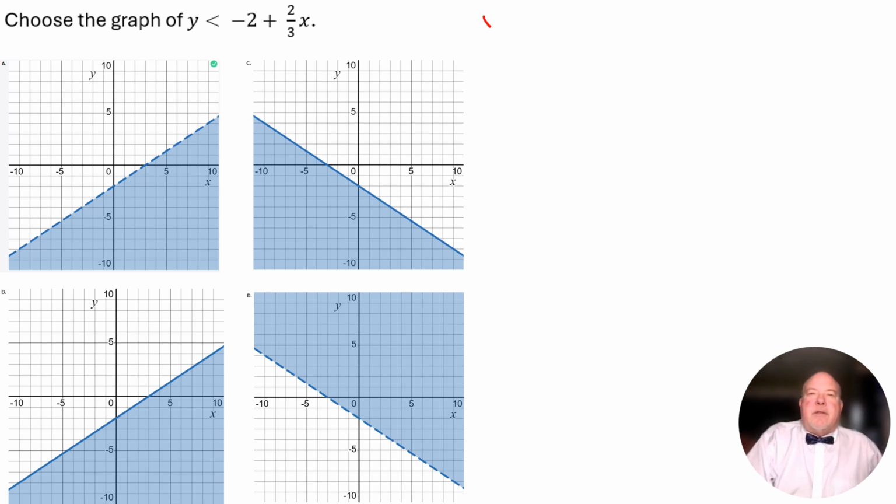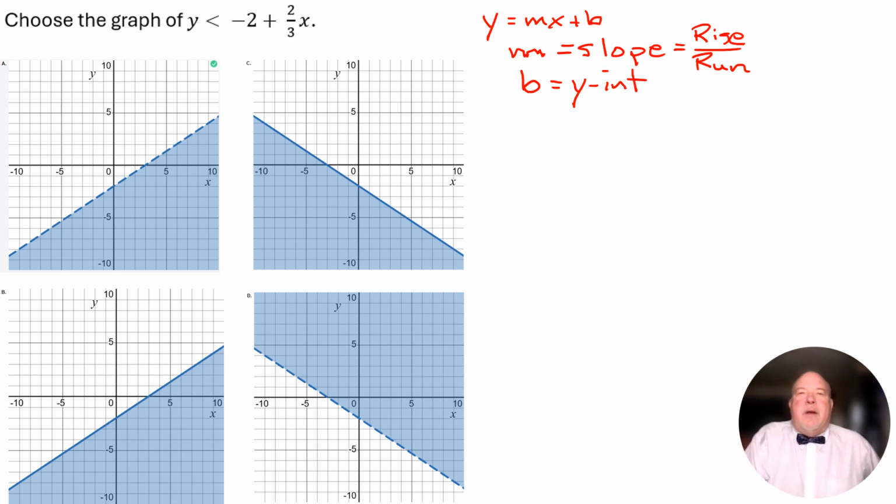Slope-intercept form is y equals mx plus b, where m is the coefficient of x. Sorry, I can't draw an m for some reason. That's terrible. M is equal to the slope, and I'm also going to write that as rise over run, because that's how we're going to use the slope. And the b represents the y-intercept of the graph.